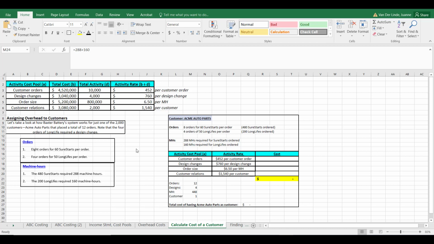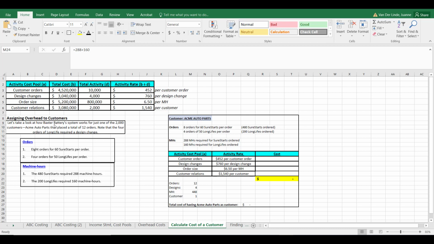In the last video, we went all the way through and found how much total cost to assign to each cost bucket, and then we found the activity rate for each cost bucket. So here we're going to look at how we would use these activity rates to find out what any given customer costs a company to serve.